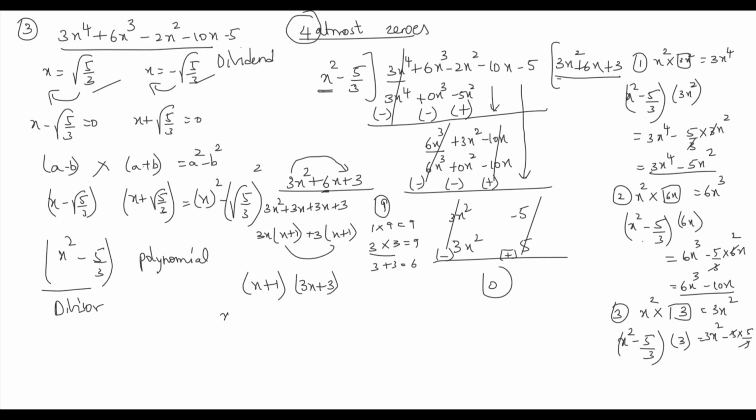Therefore, the zeros will be: x plus 1 equal to 0, x is equal to minus 1, the third zero is minus 1. And 3x plus 3 equal to 0, 3x equal to minus 3, x equal to minus 3 by 3, that is also minus 1. So x is equal to minus 1 is also the fourth zero. Therefore, how many zeros are there? 1, 2, 3, 4. Root 5 by 3, minus root 5 by 3, minus 1 and minus 1.